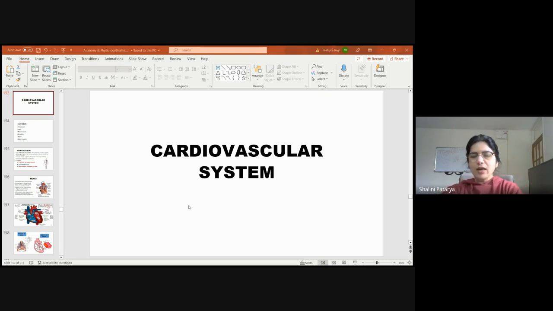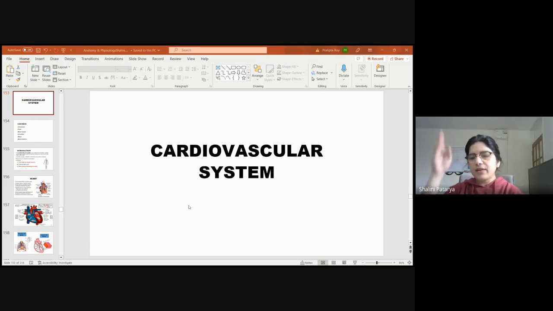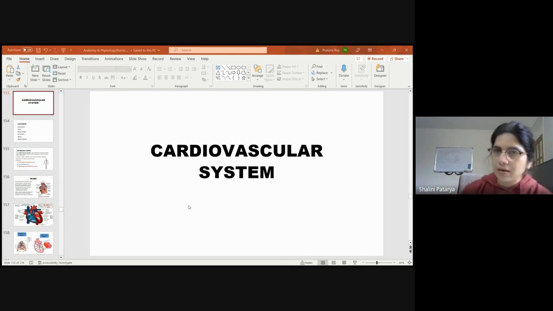So there are two types of circulation happening. For as of now, just listen. If you are not able to get it, no problem, I am going to repeat it. One is systemic circulation, which is also called peripheral circulation. It happens on the left side of the heart.